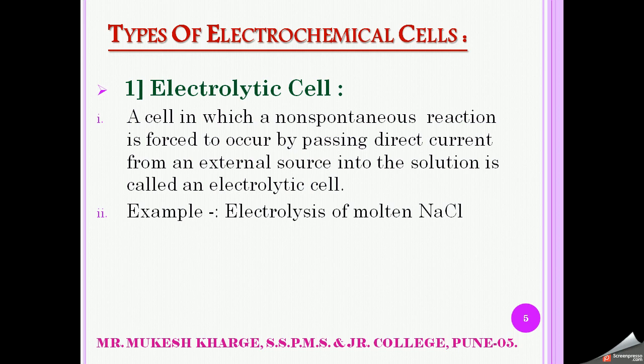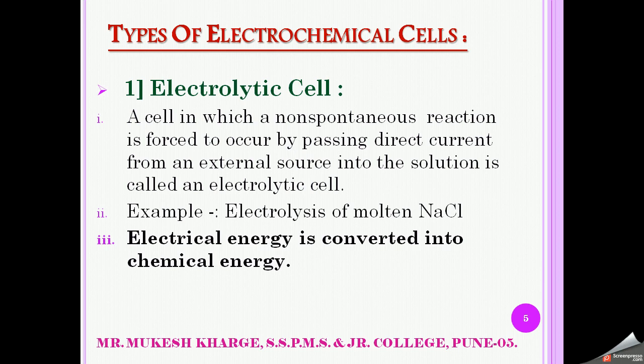An example is electrolysis of molten NaCl. Here mainly electrical energy is converted into chemical energy, with the help of the electricity supplied to your cell. Here in this cell, anode is positive and cathode is negative. Let us discuss electrolysis of molten NaCl.